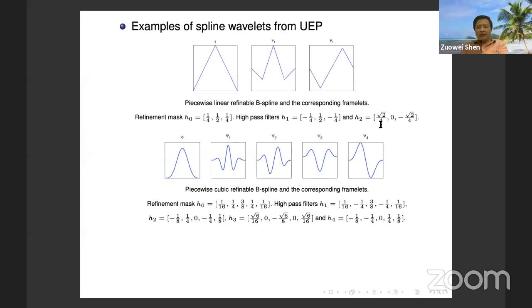Why? Later we are going to see why it's good. This H0 and H2 are standard difference operators. H1 is the first order difference operator. H2 is the second order difference operator. Same for the cubic, you have standard difference operators from first order up to the fourth order. Okay.